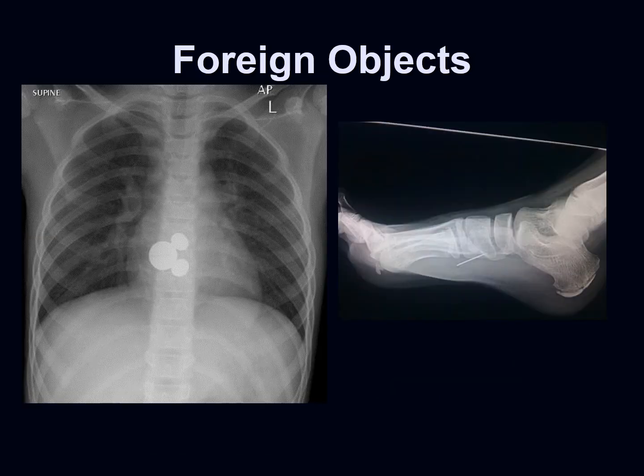Look at the image on the left. What foreign object do you see? If you guessed coins, you would be correct. This is a chest x-ray image of a toddler who swallowed a few coins. Now look at the image on the right. This is a foot x-ray. What foreign object do you see here? If you guessed a sewing needle, you would be correct.